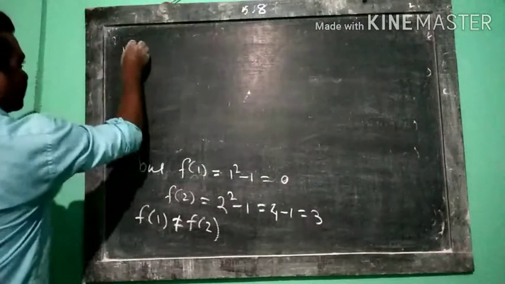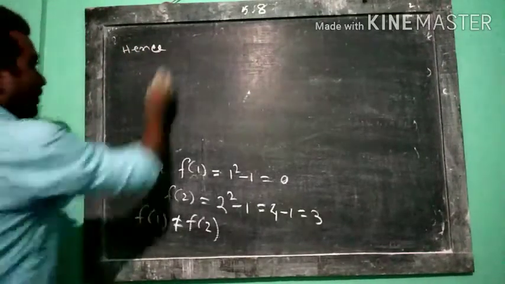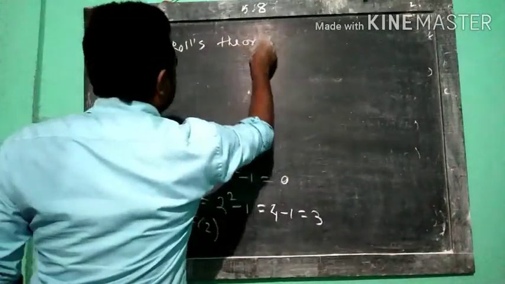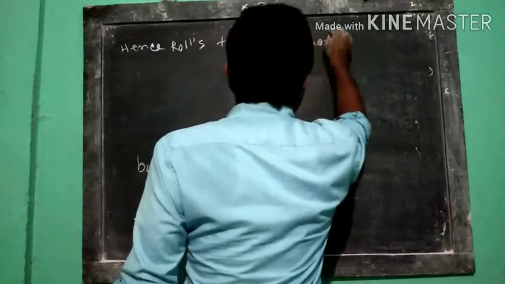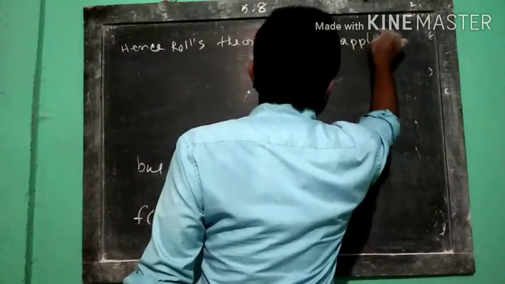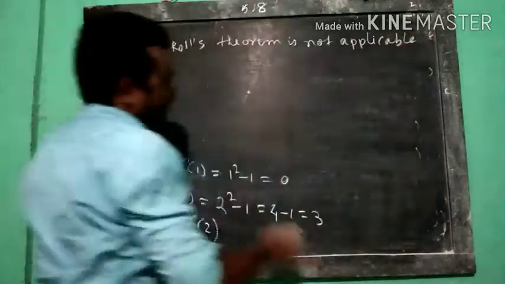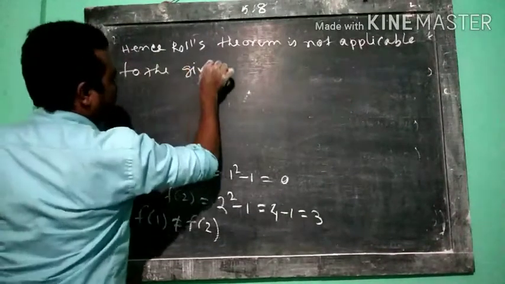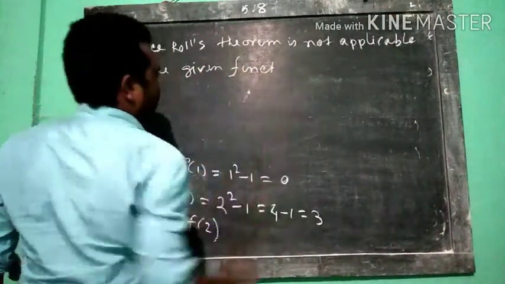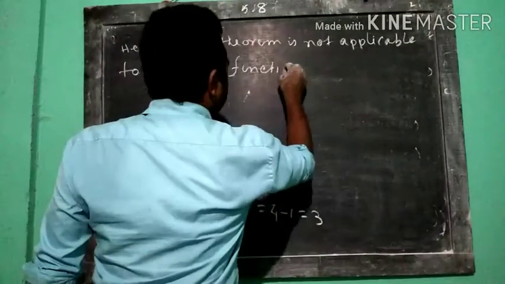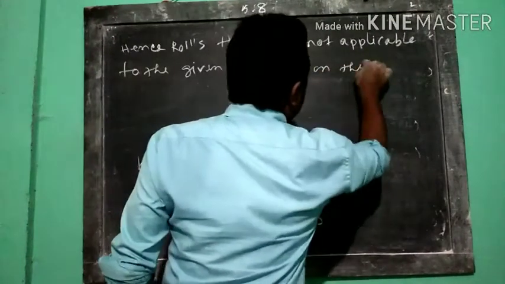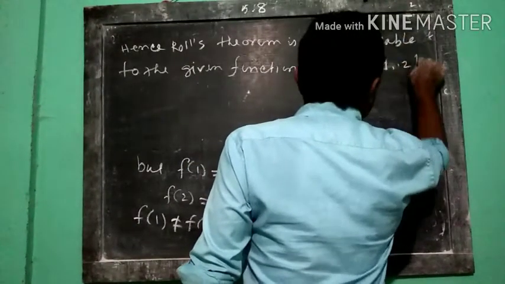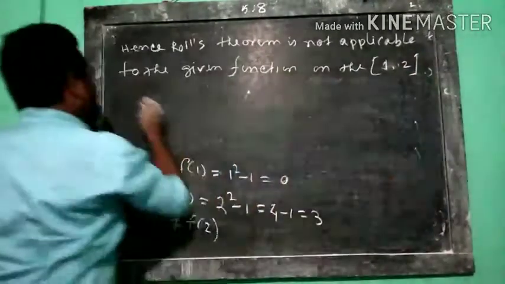Hence Rolle's theorem is not applicable. Rolle's theorem is not applicable to the given function on the closed interval [1, 2].